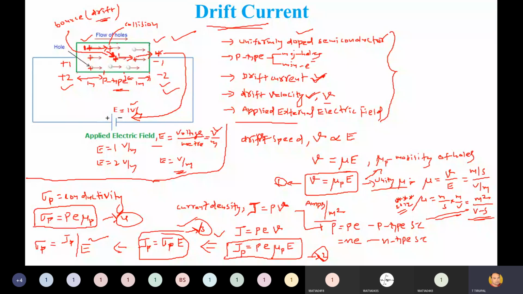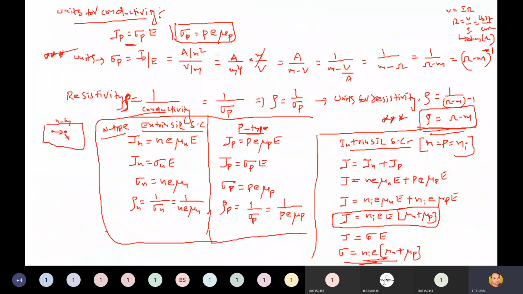Likewise, we can find conductivity also, where sigma is equal to PE mu P. You can find the sigma units in the slide. Jp is equal to sigma into E, so sigma is equal to Jp by E. Therefore, ohm meter inverse is the unit for conductivity, and the inverse of conductivity is resistivity. So the units for resistivity are ohm meter. Resistivity is equal to 1 by sigma P, that is 1 by PE mu P, or 1 by NE mu N, and therefore for both n-type and p-type semiconductors, the formulas are like this.